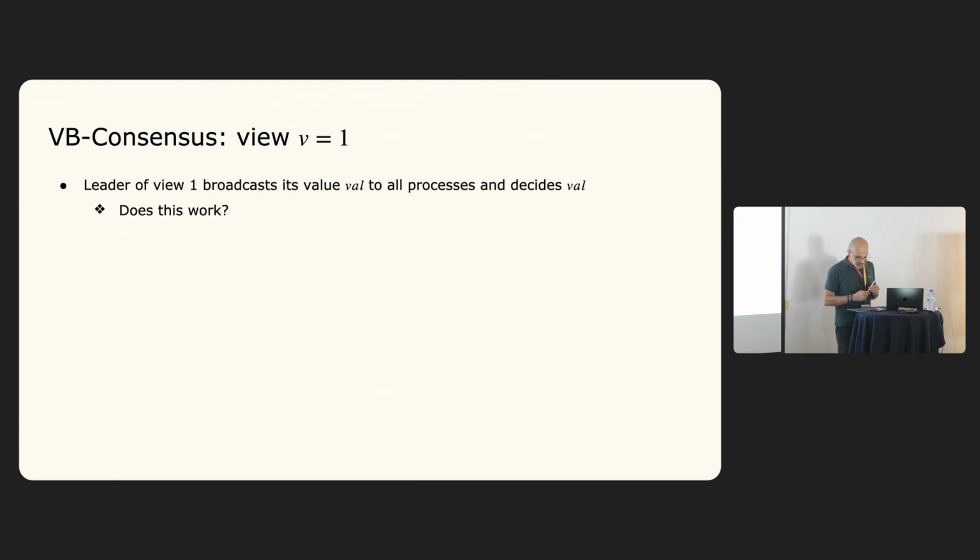Okay, so let's start with something simple. We have view number one. Let's say the leader of view one broadcasts its value val to all processes and decides val. Is it a correct implementation? Does it work?